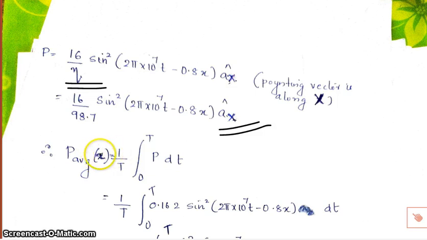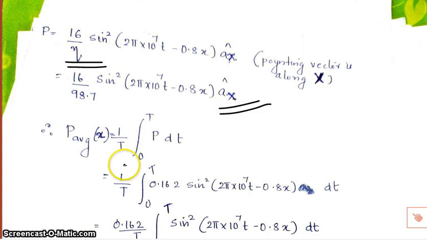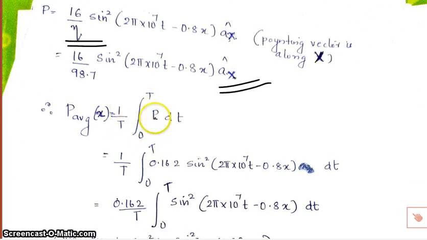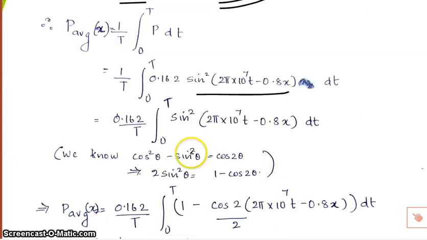So here you can write the direction of your power density. So power density, that you know is equal to 1 by T integral from 0 to T of p dt. So p is here. You can substitute here dt. So you will get this term.